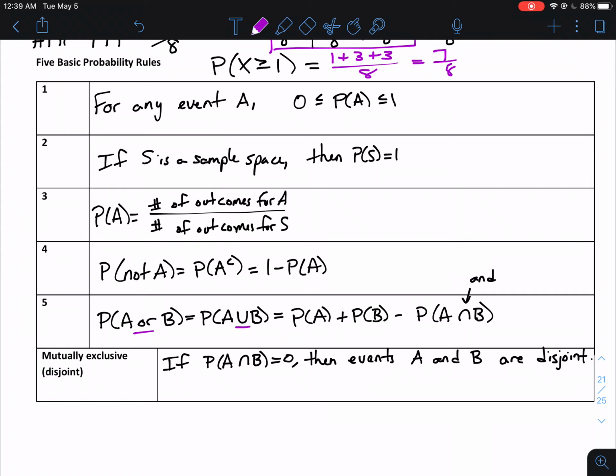All right, last thing as far as rules go before we look at some examples. So if probability of A and B is equal to 0, then the events A and B are called disjoint. So when you see that word disjoint pop up, that's what it's talking about.